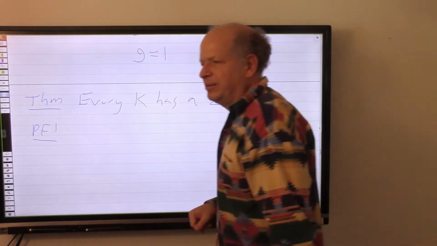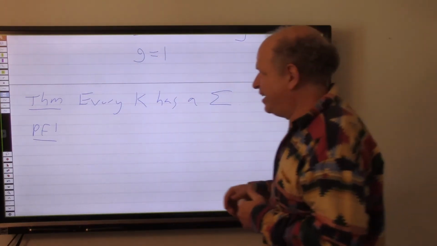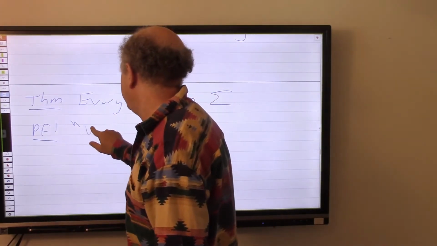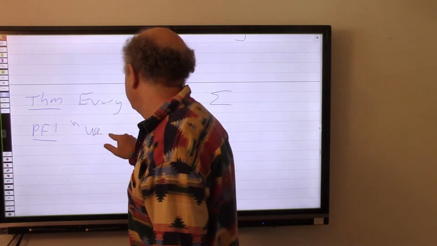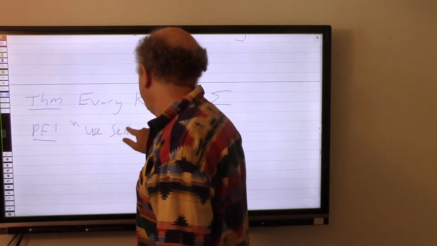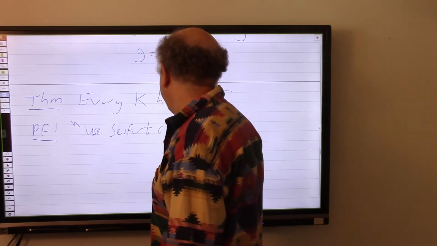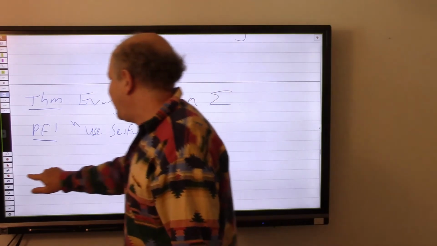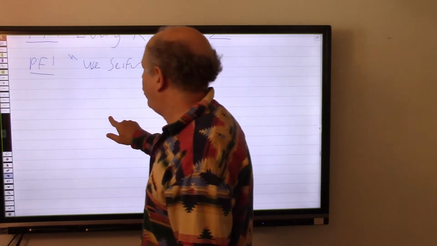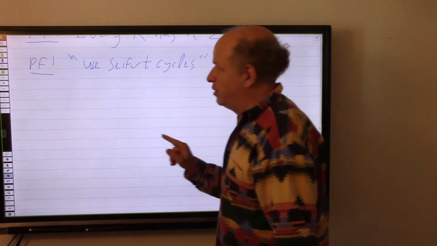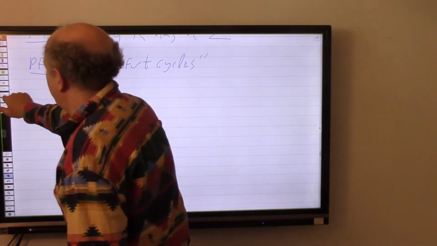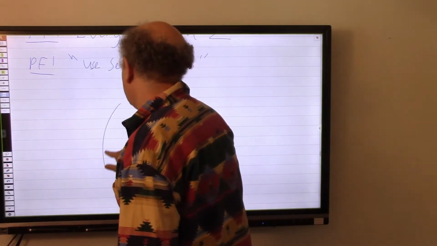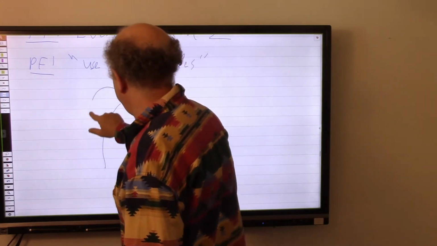So proof number 1 is the classical proof. This is the proof that everybody knows, and it uses so-called Seifert cycles. I'll do it for the trefoil, but the proof will work equally well for everything, so in fact also for links. So here is the trefoil.